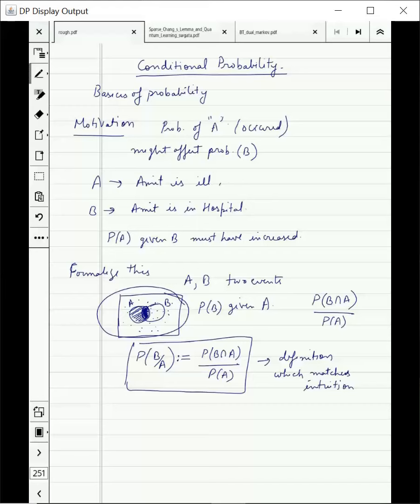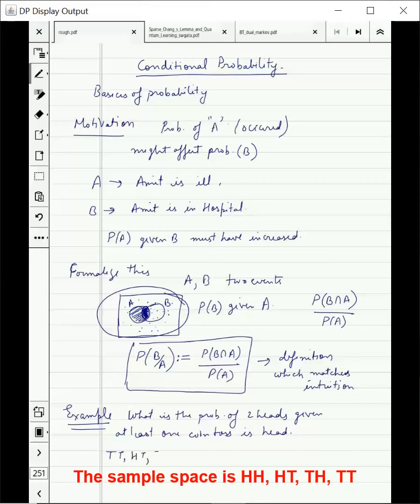Let us take a small example to clear this. Suppose I ask you, what is the probability of two heads when I toss a coin twice, given that at least one coin toss is definitely heads? You might guess that it should increase. Let's find out clearly. The sample space has four elements: tail tail, head tail, tail head, head head.